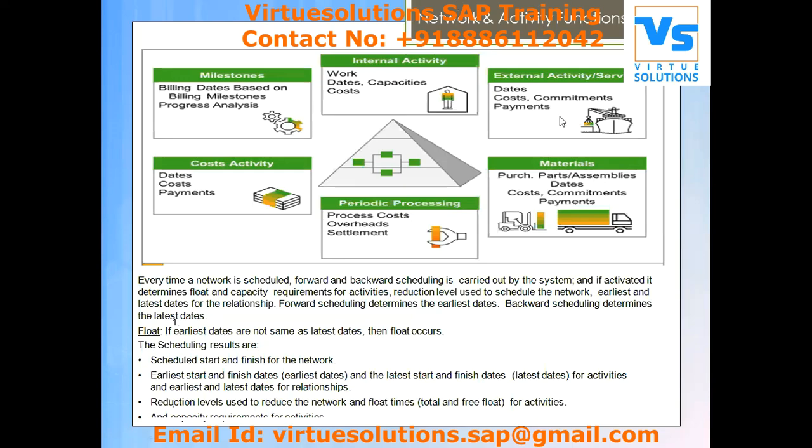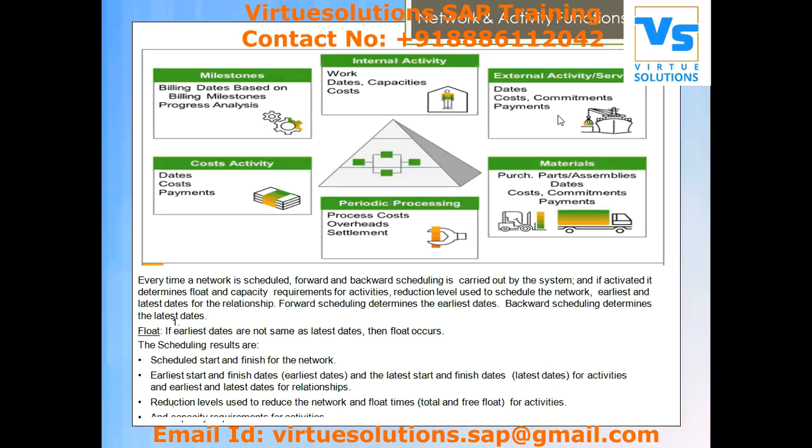Then we have external activities. External activities deal with material relevant activity. Suppose I want to purchase a material from any external vendor, in that case I have to go with this kind of external activity. I just need to give some ID for that. The system will understand that based on the info record, and it will automatically create a purchase requisition.